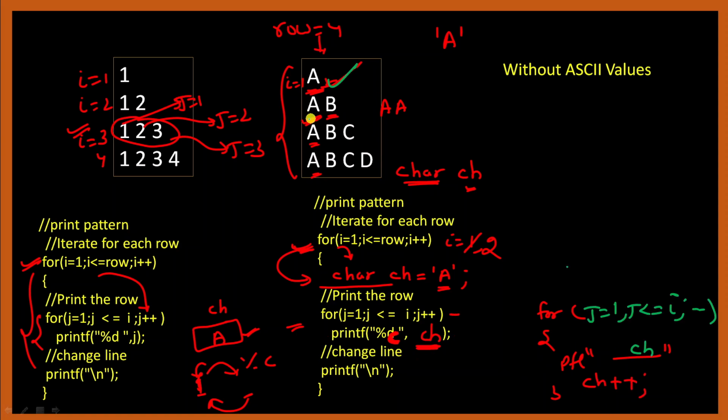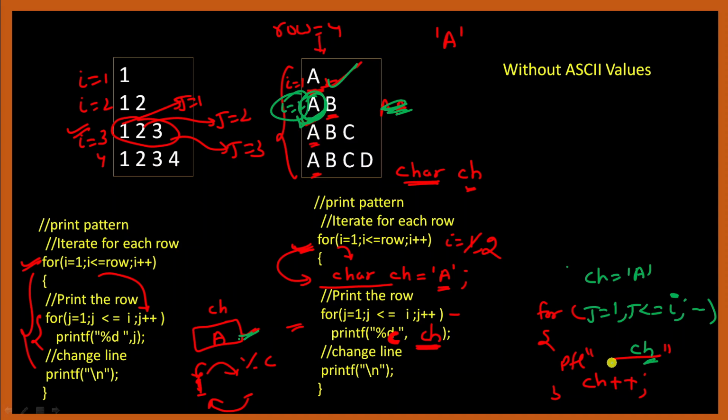So basically, let's say we are at i equal to 2. When we come for i equal to 2, we will say ch equal to a. Now this will run how many times? 2 times, because i is 2. Now we are here. So for the first time this will print ch, that is a. So this is printed, right? This is printed.